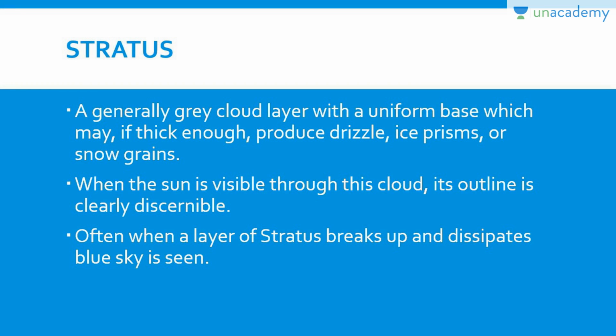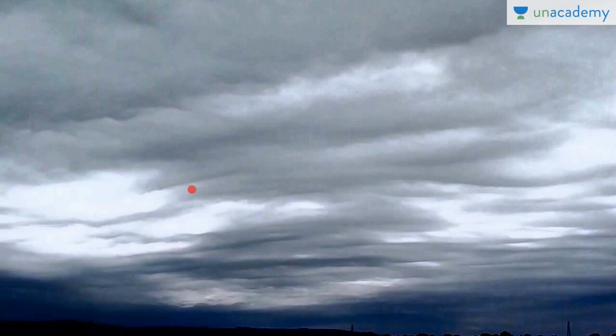Then comes the stratus cloud, the third cloud in the low clouds. This is a very low cloud. It is a uniformly gray colored cloud with a uniform base. It produces drizzles or snow grains, and when the sun is visible through this cloud, its outline is clearly discernible. You can see it here. This is the stratus cloud, uniformly gray and thick. It brings dull weather with light drizzle, and it also reduces the visibility of aircraft because it is a low cloud and it is uniformly gray and thick.